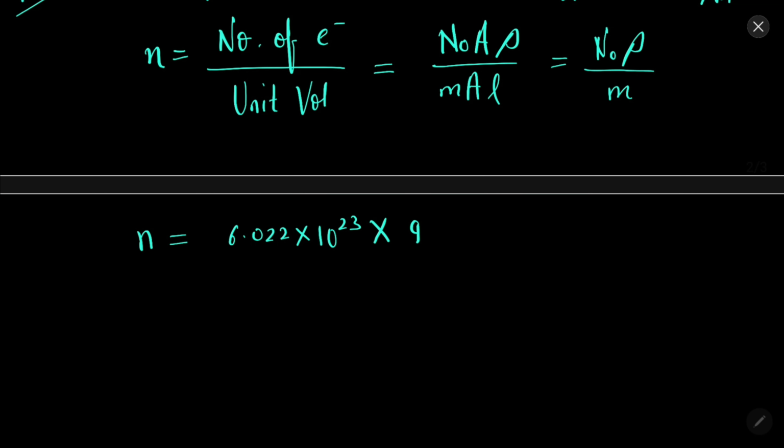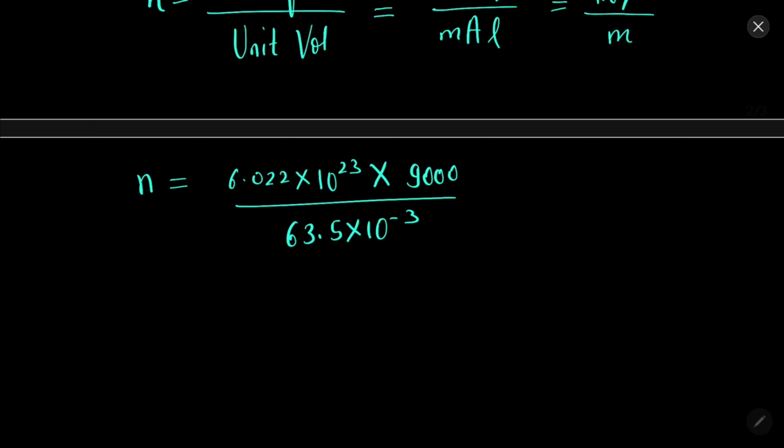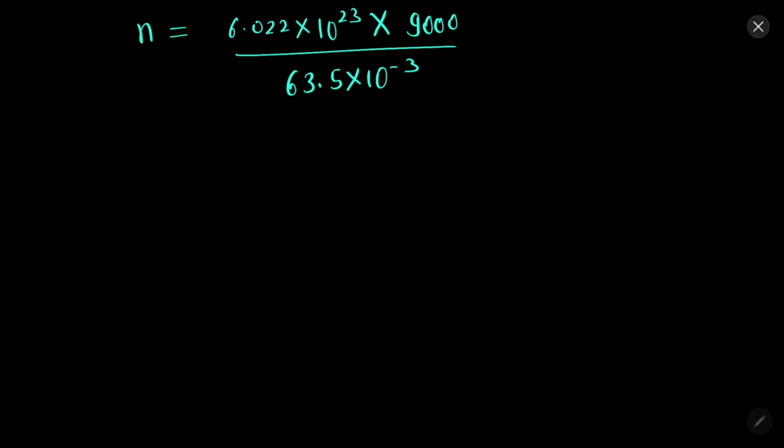Density is 9000, mass 63.5 into 10 to the power minus 3, because it is in grams, so we need to write it in kg. So from now, this current will be nVdAe. So Vd, the drift velocity, will be current over nAe.